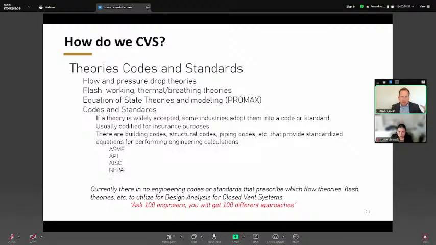And you layer these all together because there are no engineering codes or standards that prescribe which flow theories to use for tank CVS. Flash theories are very different from normal pressure, higher pressure systems, to these vapor systems that are at fractions of PSIs. And so that's why we had to build this design analysis, layering all these things together. And the classic: if you ask 100 engineers, you've got 100 different engineering approaches. Just like we have about 25 people at Valor, you ask the 25 people, everyone's going to have a slightly different approach on how they do it.